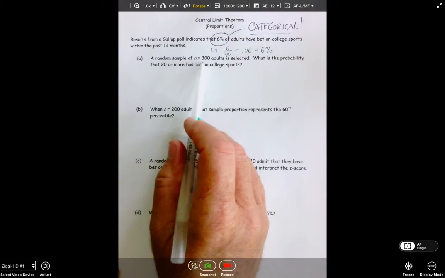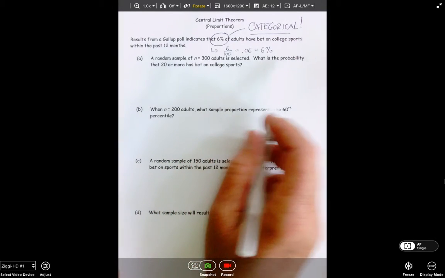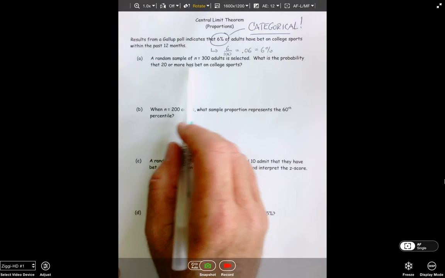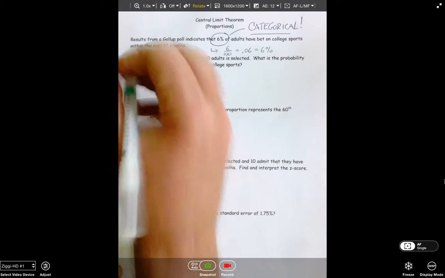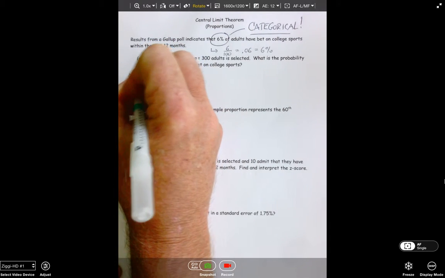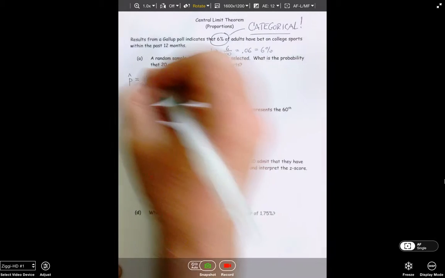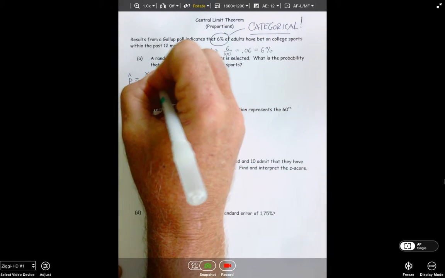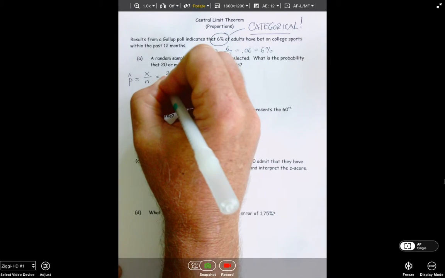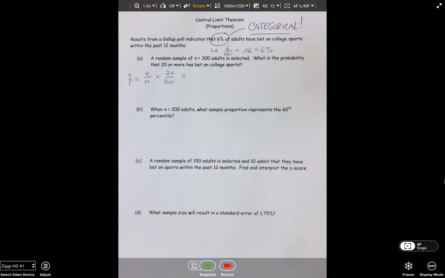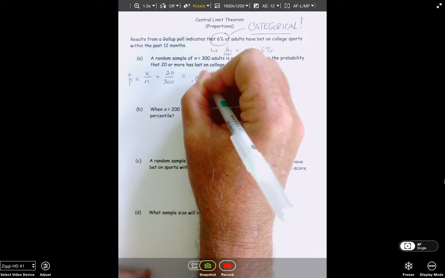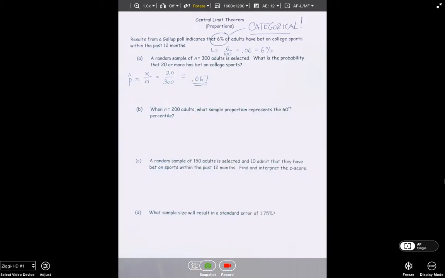So a random sample of 300 adults is selected. What is the probability that 20 or more has bet on college sports? First thing I need to do is calculate my p hat. So my p hat is my count over my whole. So we're focusing on 20 out of 300 or more. So I'm going to go with 0.067 as my p hat.